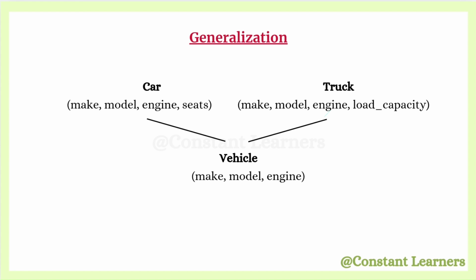Right? Now in this case, both of these entities have three common attributes. That is make, model, engine. These common attributes can be merged into one parent entity, that is vehicle.